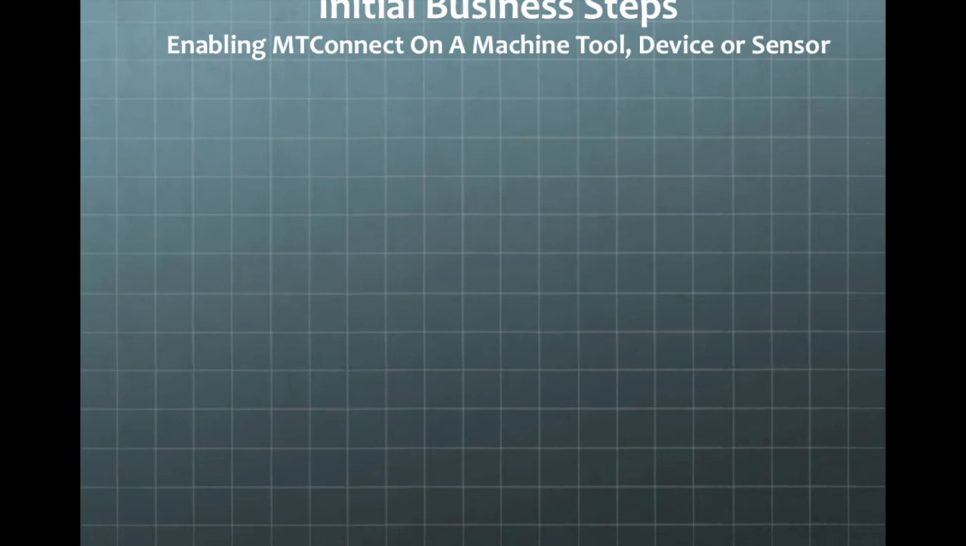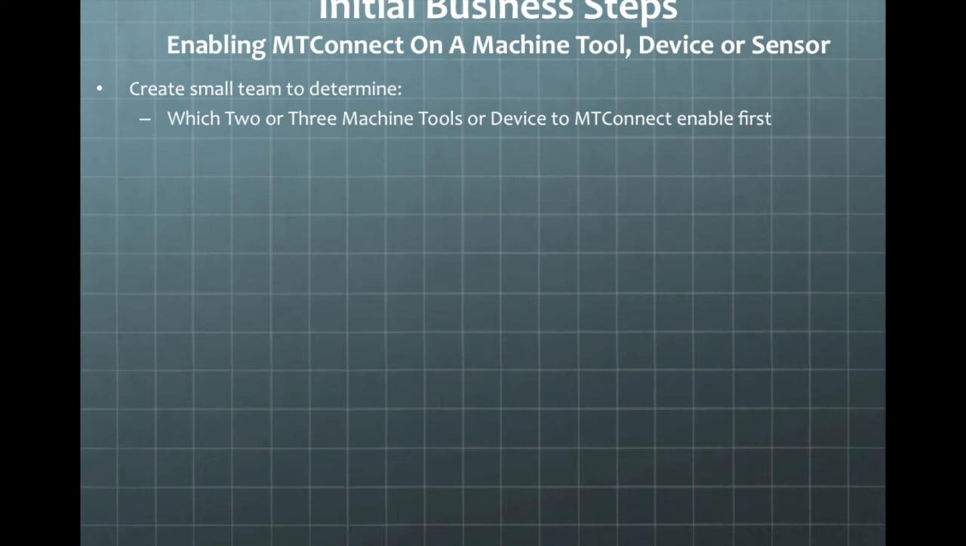Let's look at the initial business steps. Let's say I'm a machine tool company, a device company, or a sensor company. Well, first thing, create a small team to determine which 2 or 3 machine tools or devices do I want to MTConnect enable first. In other words, don't try to boil the ocean, because you'll want to learn about MTConnect and the steps you'll need to go through just with a small subset.